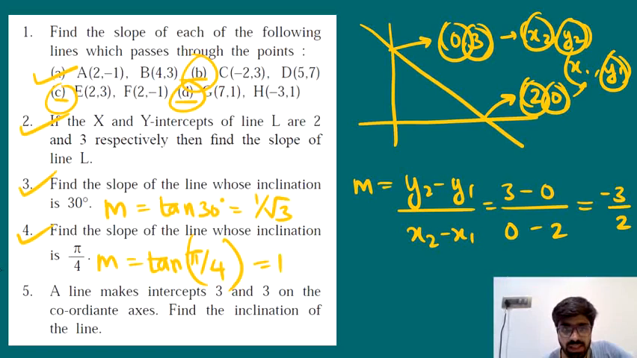And the fifth question says a line makes intercepts 3 and 3 on the coordinate axis. Find the inclination of the line.